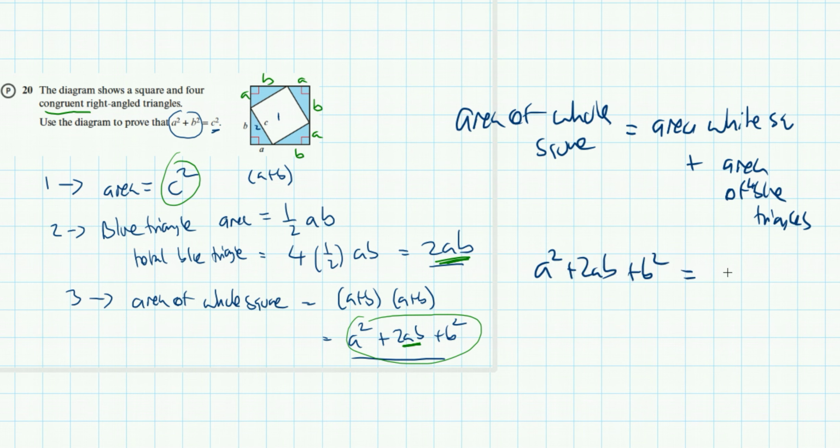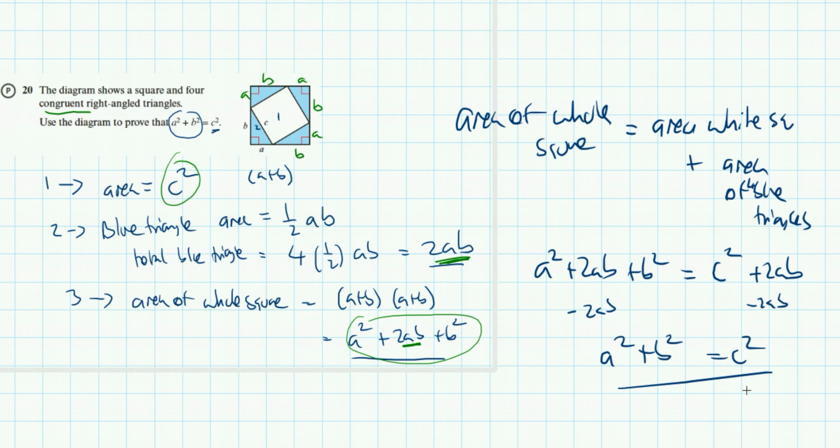The area of the white square is equal to c squared. And the area of the four triangles is equal to 2ab. If we subtract 2ab from both sides, we get a squared plus b squared equals c squared. And that gives us our final answer for question 20.